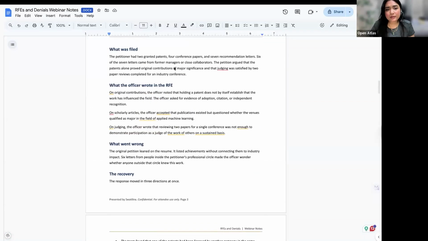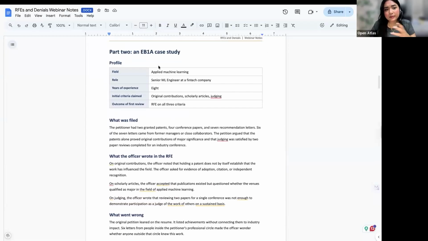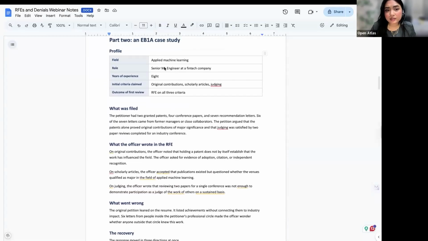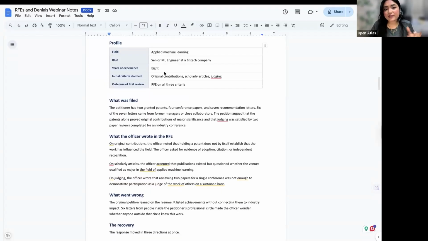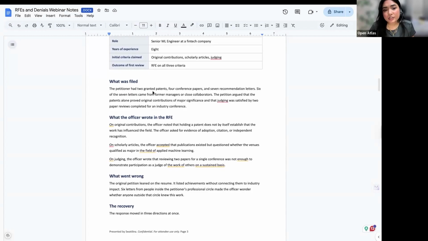So let's take an example, a very short example I've tried to formulate here. It's an EB1A case study. The field was applied machine learning, and he's a senior ML engineer at a fintech company with 8 years of experience. The initial criteria claimed were original contributions, scholarly articles, and judging. We did claim critical role as well, but it was the fourth point. The outcome of the first review was an RFE on all three criteria. What was filed? The petitioner had 2 granted patents, 4 conference papers, and 7 recommendation letters.